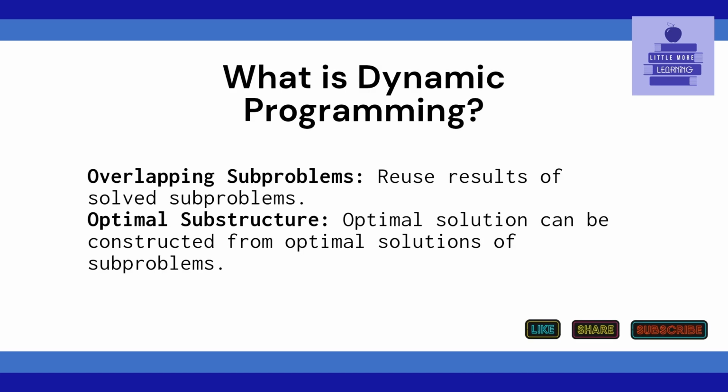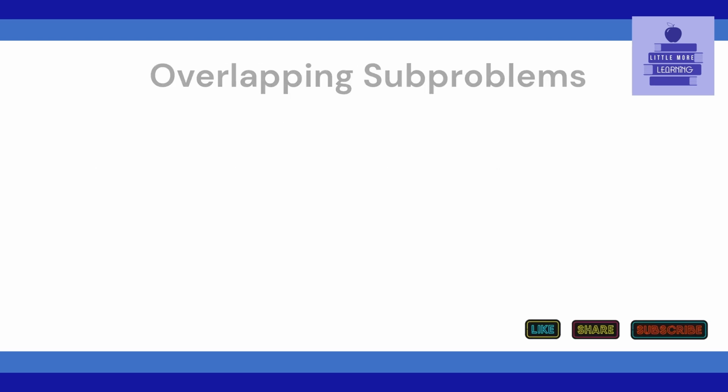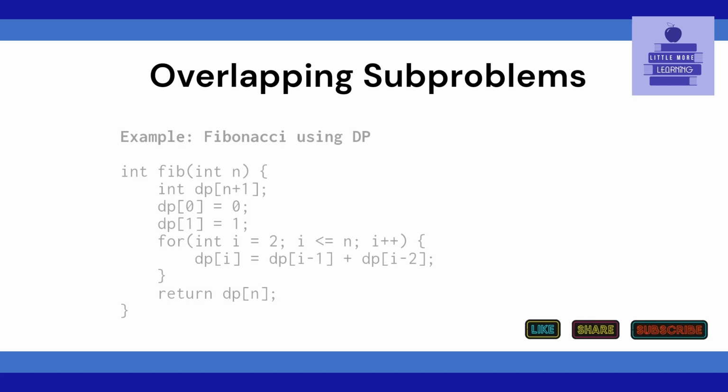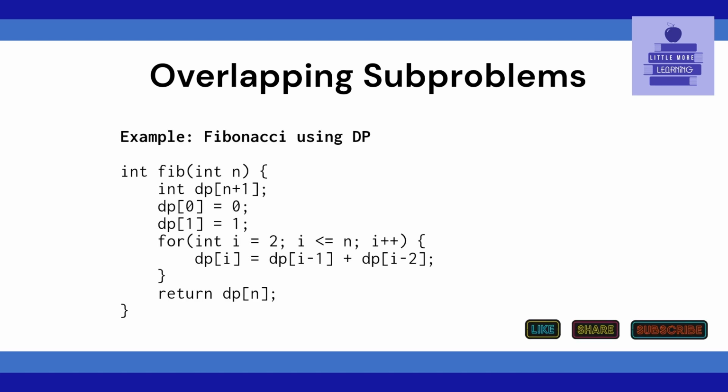Dynamic programming, or DP, is a method for solving problems by breaking them down into simpler overlapping subproblems. The key idea is to store the results of these subproblems to avoid redundant calculations, making the solution more efficient. Overlapping subproblems means that the problem can be broken down into subproblems, which are reused multiple times. For example, calculating Fibonacci numbers using DP allows us to store previously computed values instead of recalculating them.